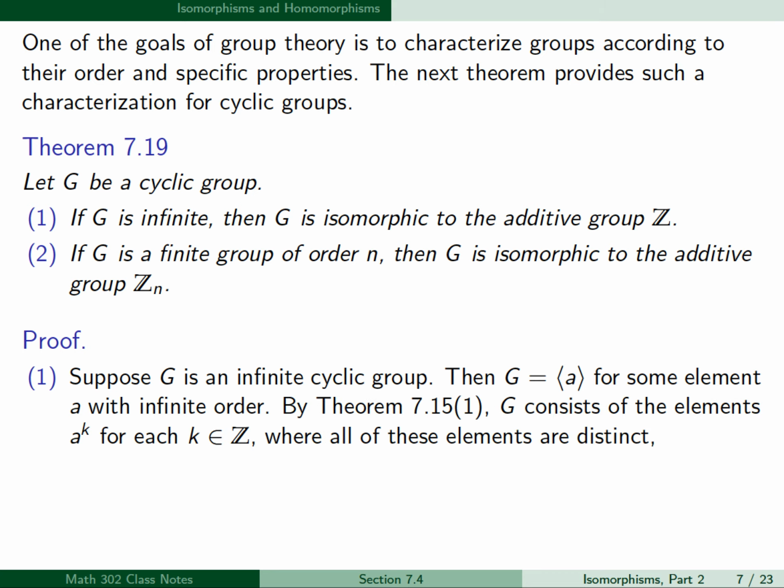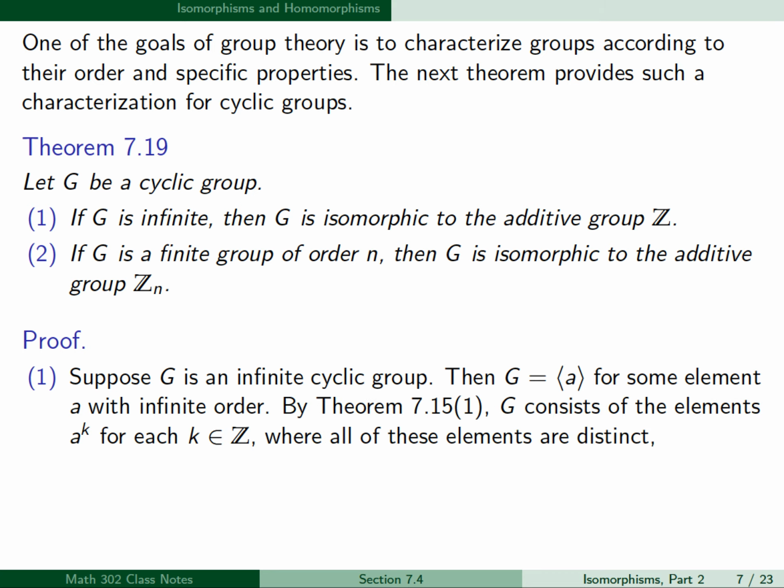Now we need to show that G is isomorphic to Z. To show this, we need to show there exists an isomorphism f from G to Z. So we'll define f from G to Z by f(a^i) equals i, for each a^i in G. And we need to show that f is an isomorphism.